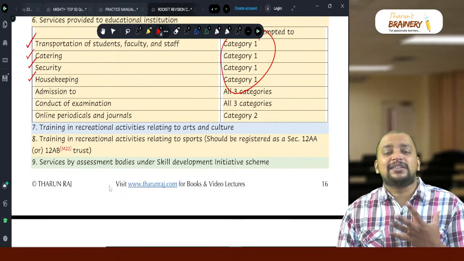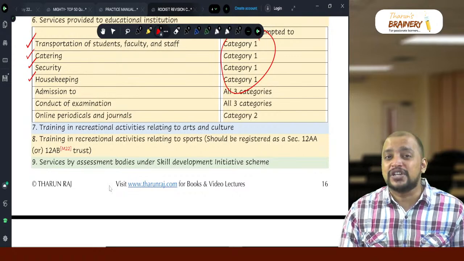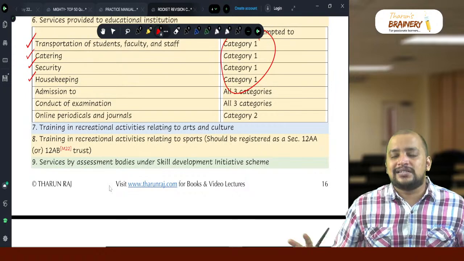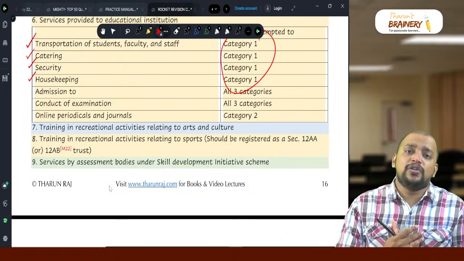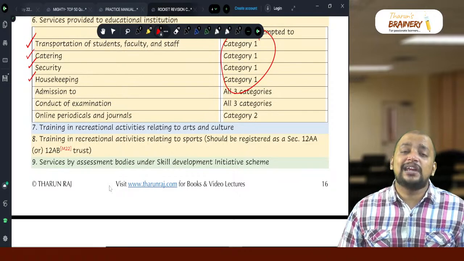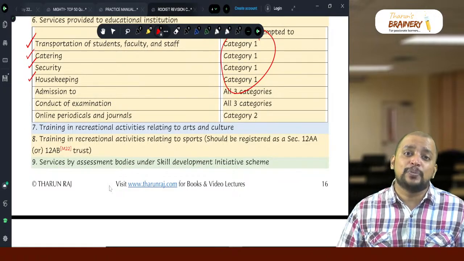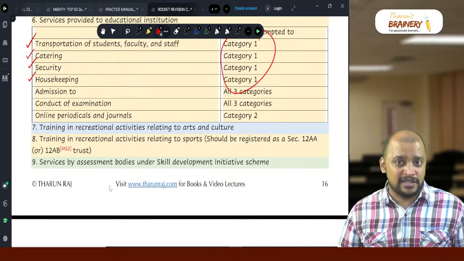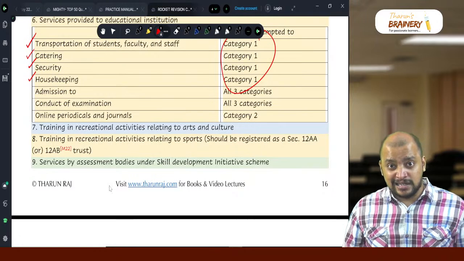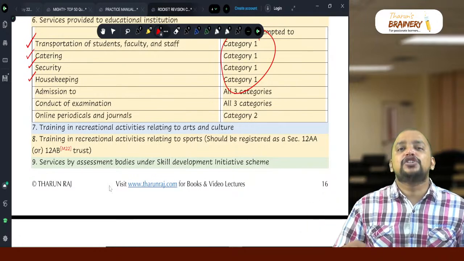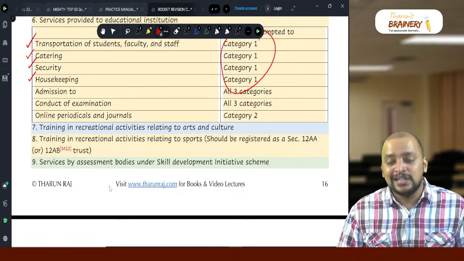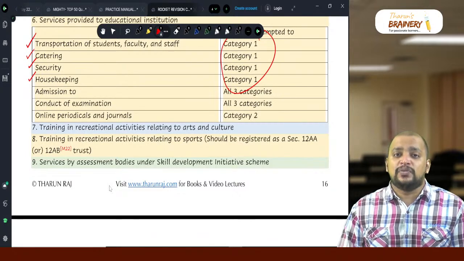Then training in recreational activities relating to arts and culture. So there are some Bharatanatyam schools, dancing schools, music schools, etc. or karate, kung fu. So all these arts. So training in arts, no restriction, no condition, always exempted. Training in culture. So training in culture is like languages, Vedas, Upanishads, etc. That is also exempted. But sports, training in sports, training in recreational activities relating to sports, they should be registered as a 12AA trust or 12AB trust. Then only it will be exempted, otherwise it will be taxable.